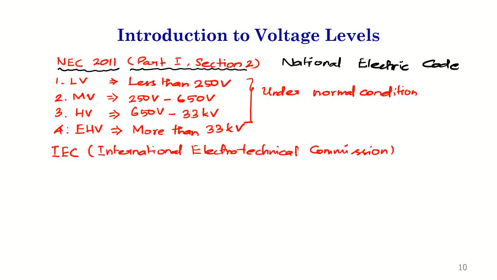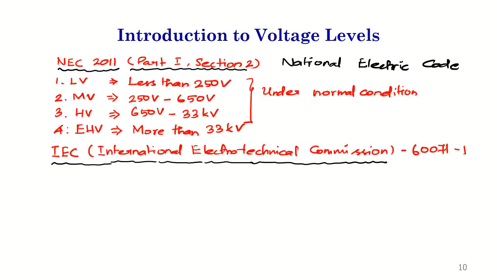IEC is a worldwide accepted standard. Most of the countries are following IEC. So IEC 60071 part 1 explains insulation coordination. This subject contains a separate topic called insulation coordination. So they have classified the voltage levels for insulation coordination.